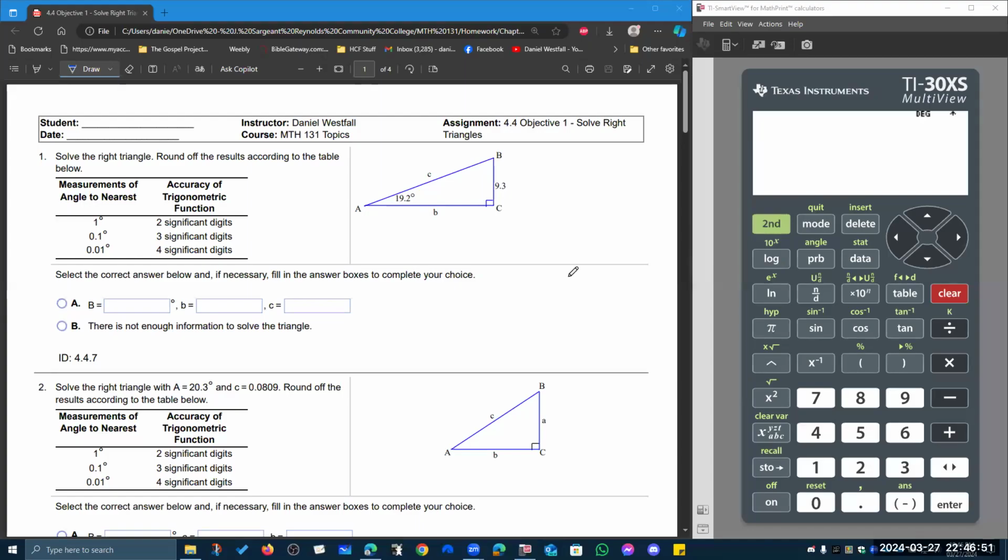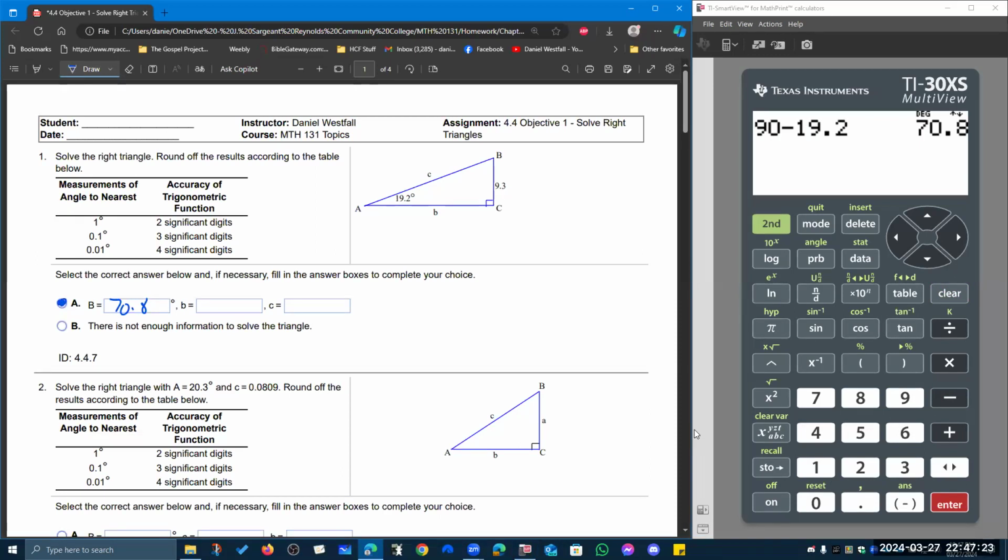In this video, we're going to talk about 4.4 Objective 1, where we solve right triangles. Let's go ahead and get started here with the angle B that's missing here. We're going to say that it's 90 minus 19.2, which is going to be 70.8 degrees.